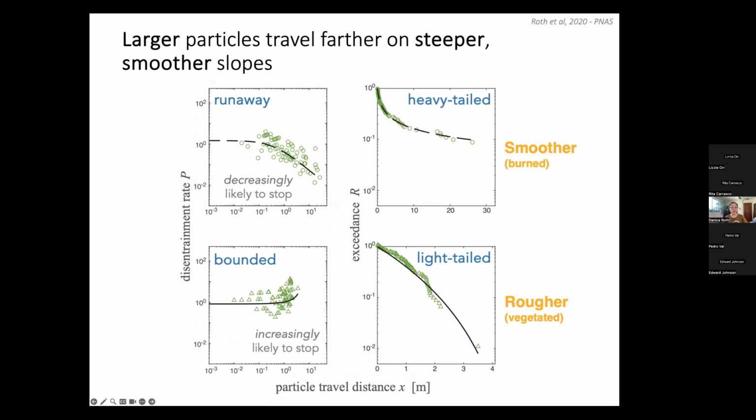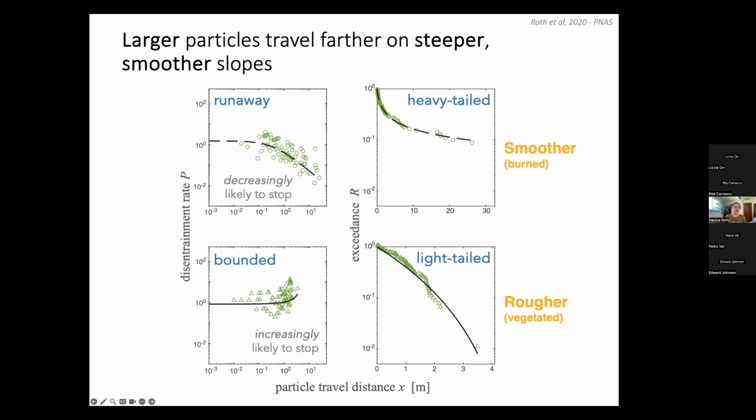If we transform our travel distance data to look at the disentrainment rates and exceedance distributions, we can see that that tiny 1.5 centimeter difference in micro roughness is associated with a really significant difference in transport. Runaway motion and heavy-tailed, non-local travel distance exceedances appear on these smoother burn slopes, and bounded, light-tailed, local motion on the rougher vegetated slope.